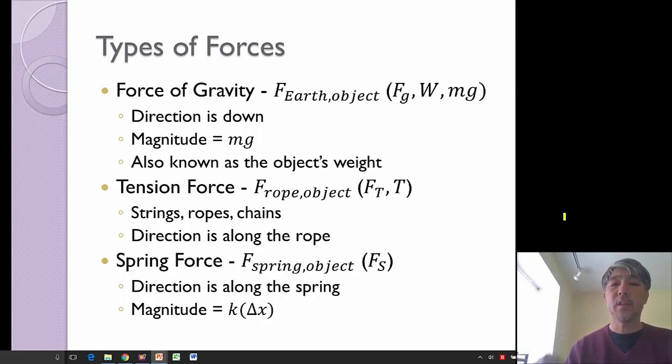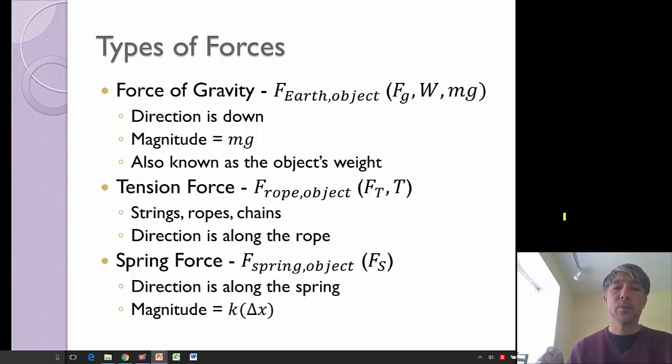Okay, the direction of gravity, we've always talked about it as being directly down, and that will always be the case until we move to planetary distances. Okay, the magnitude is simply going to equal mg, and like I said previously, this is known as the object's weight. Okay, so a 10 kilogram object will have a weight of 98 newtons.